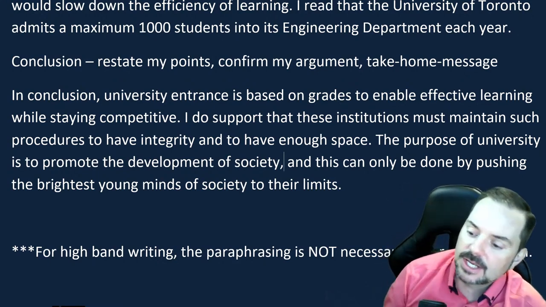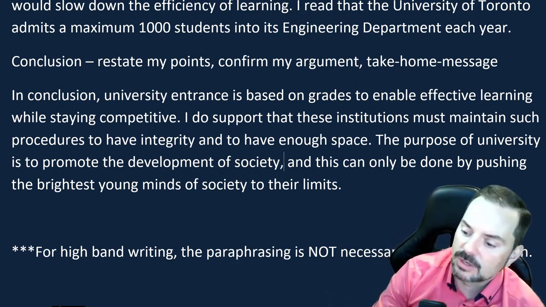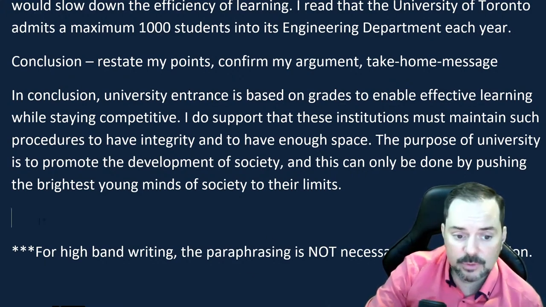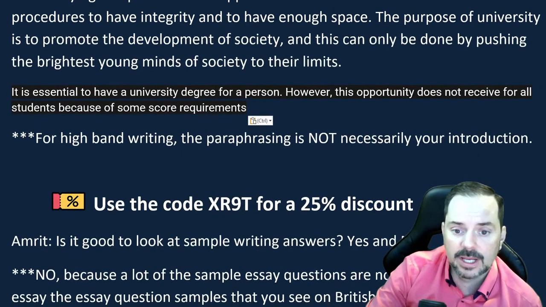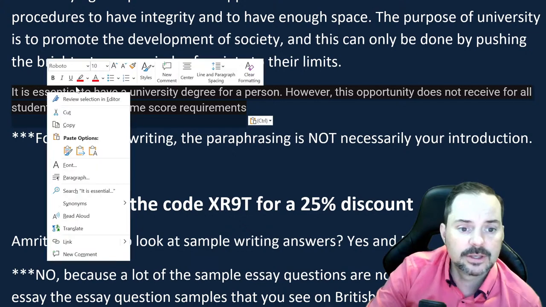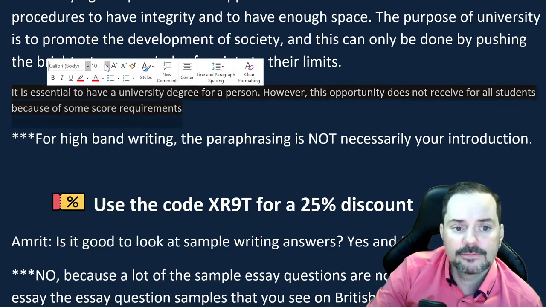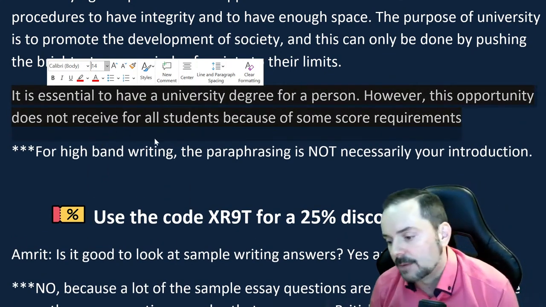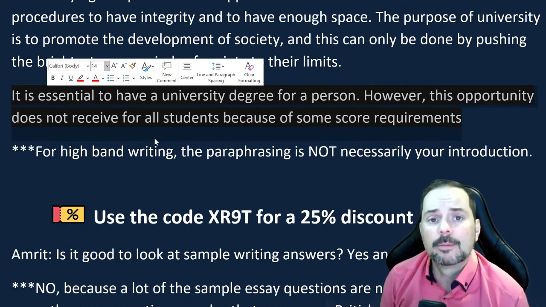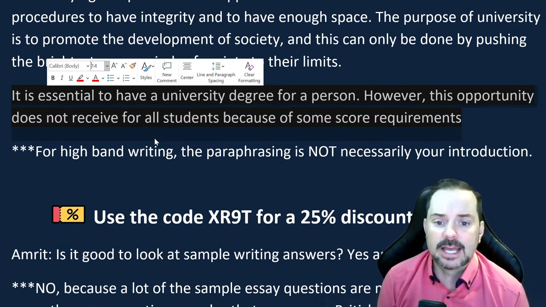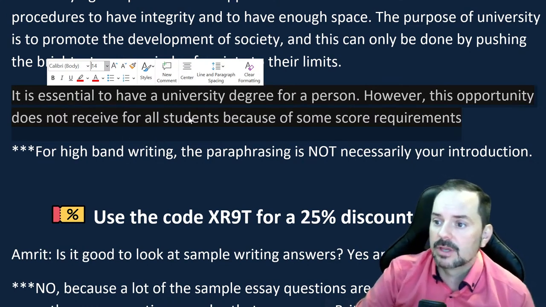Rashika writes, it is essential to have a university degree for a person. However, this opportunity is not received. Okay, Rashika, let me correct that. As I said, members, I'm always looking at the chat for your writing. This is Rashika, and this is your introduction, Rashika. I can see that. Okay. By the way, students, when you have a good introduction, good thesis, background, topic sentence, it's very clear for a professional like myself or an English teacher to identify what part of the essay you are actually writing. Okay.